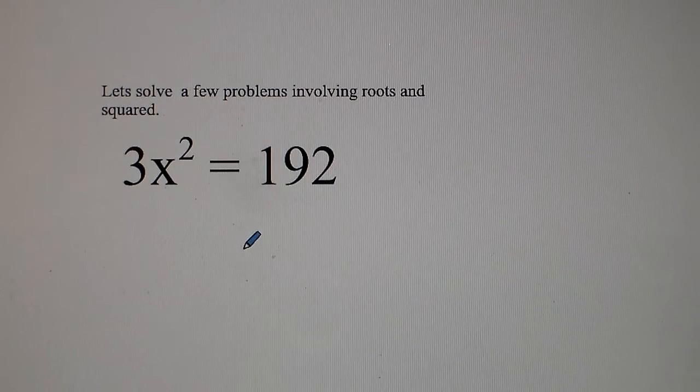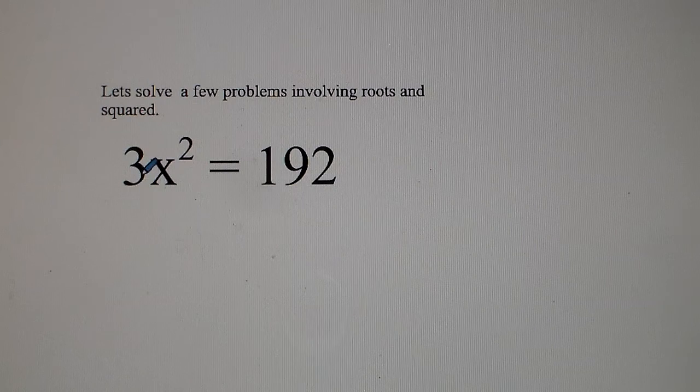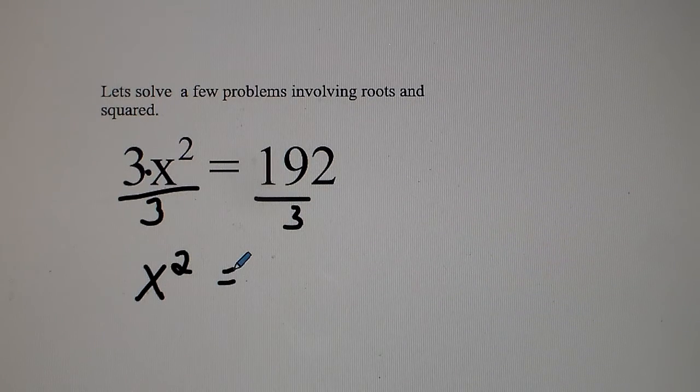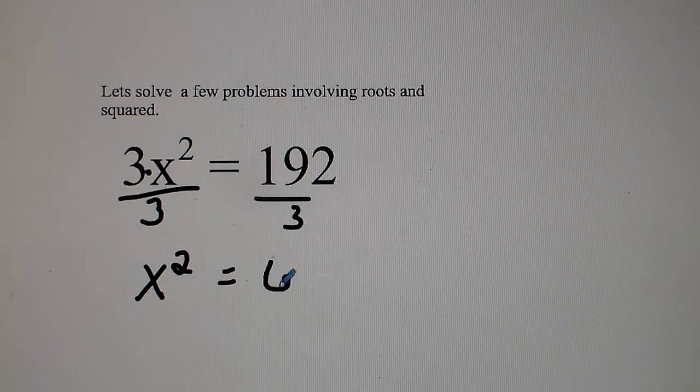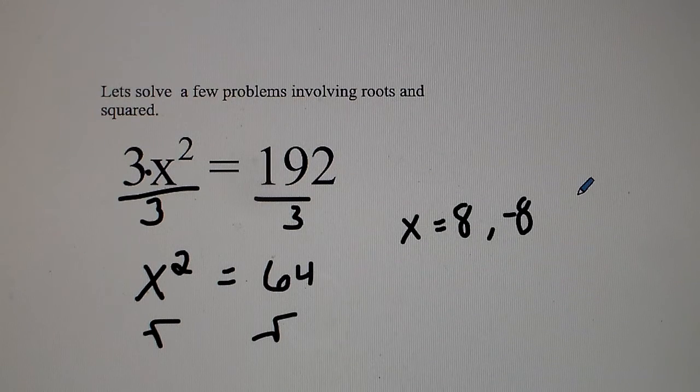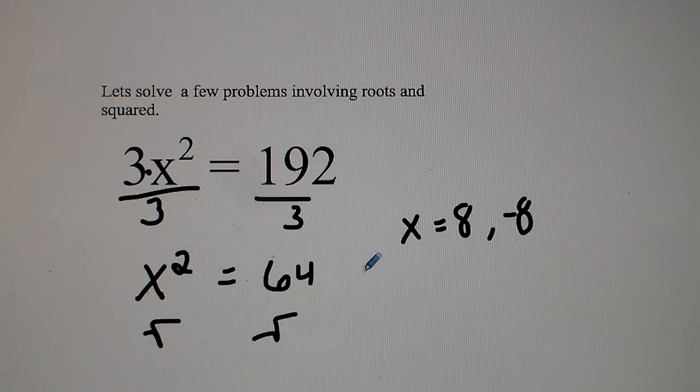Let's do this one. We have 3x squared equals 192. This is 3 times x squared, so the opposite of times 3 is divide by 3. So we get x squared equals, well, 192 divided by 3, I think that's 64. Yes, it is. We square root both sides. Square root of 64 gives x equals 8, and x equals negative 8. Because 8 times 8 gets you 64, and negative 8 times negative 8 gets you 64. So that's how I know it's both those answers.